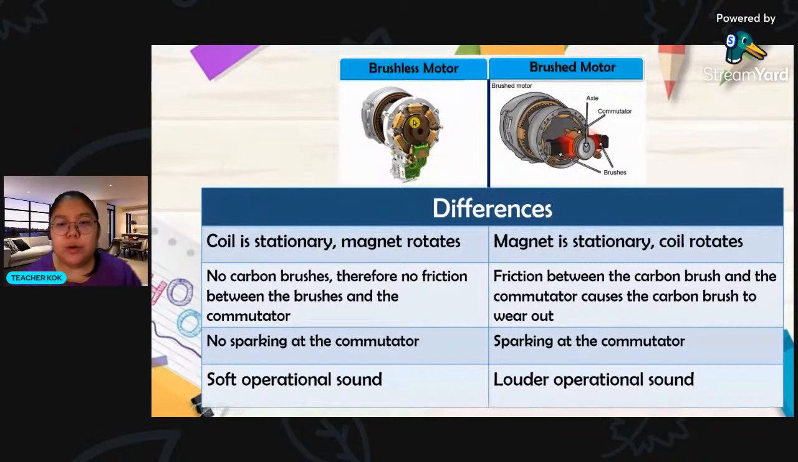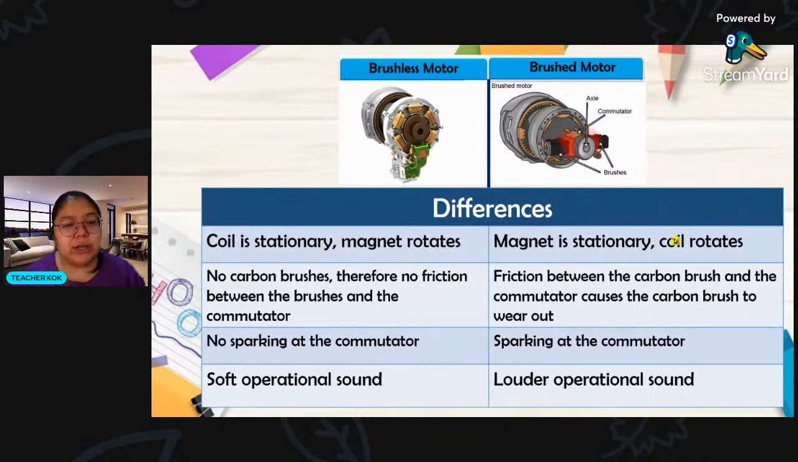The brush motor is the reverse. The magnet is stationary, but the coil is rotating. Remember this one? We recall what we learned about Fleming's left hand. You can see the motor, the coil is turning. But the carbon brush is fixed, and the magnet is also fixed. That one we call the brush motor.